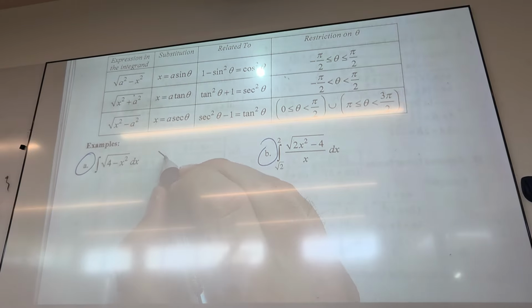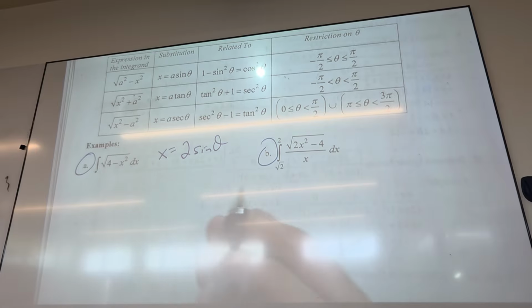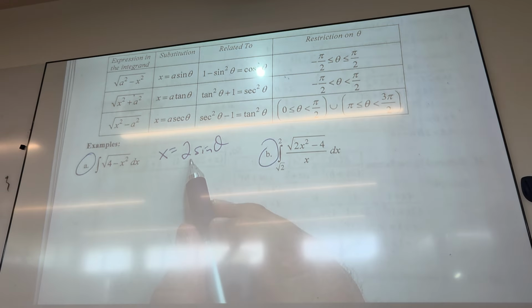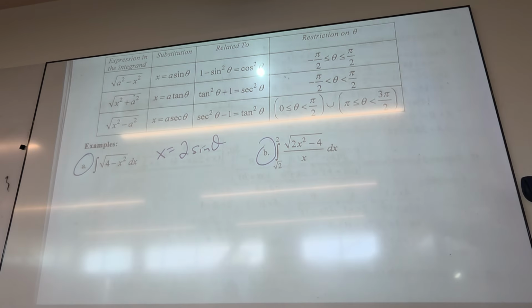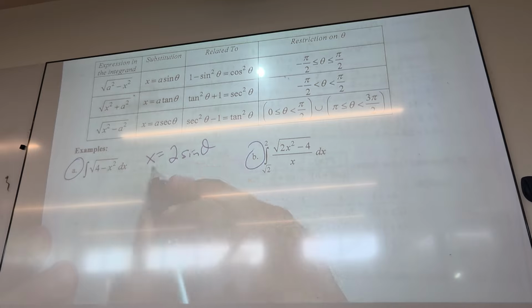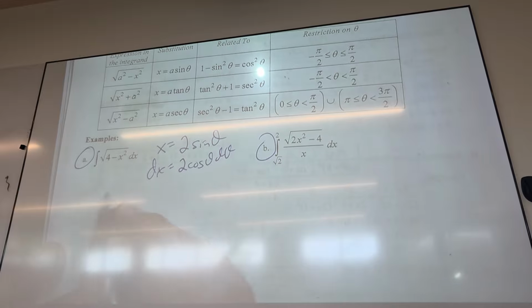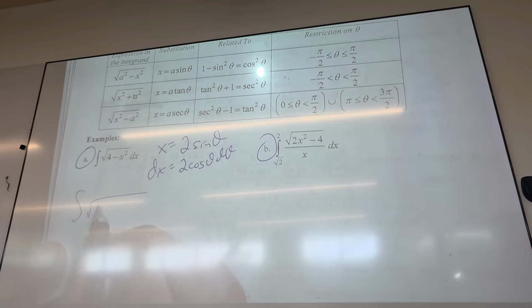So let's see. What do you guys let x equal here? 2 sine theta. And I always hate memorizing this. Of course I'm going to make it 2, so when I square it matches, so I'm able to factor. If I know the motivation behind why this is true, it's less memorization and more just doing what makes sense. What's dx then? 2 cosine theta d theta. Good. So then I get square root of 4 minus 4 sine squared, and then dx is 2 cosine theta d theta.